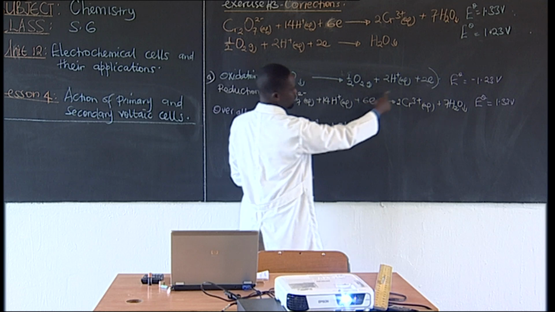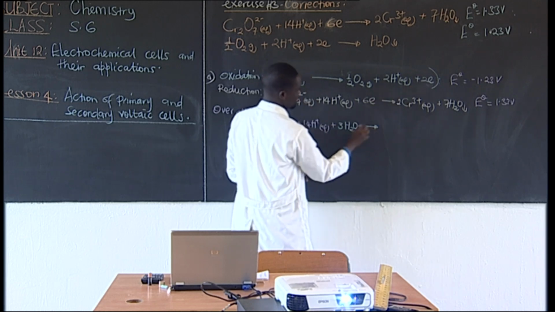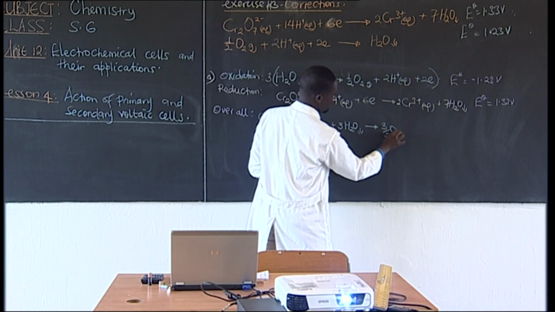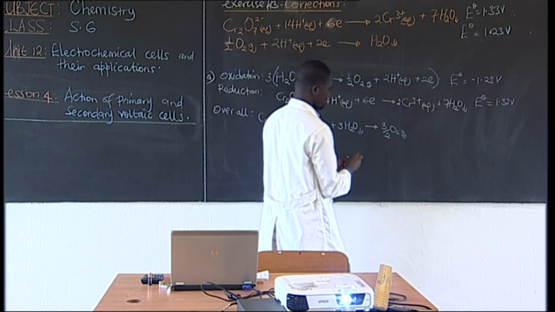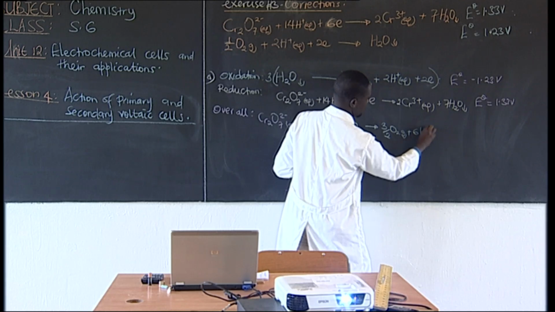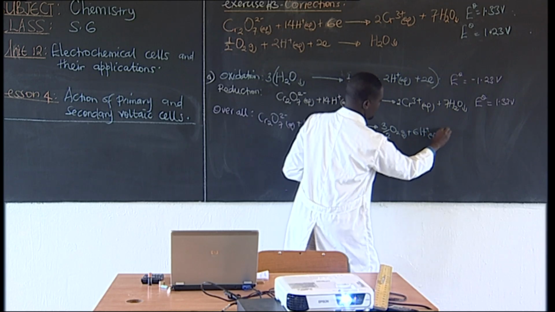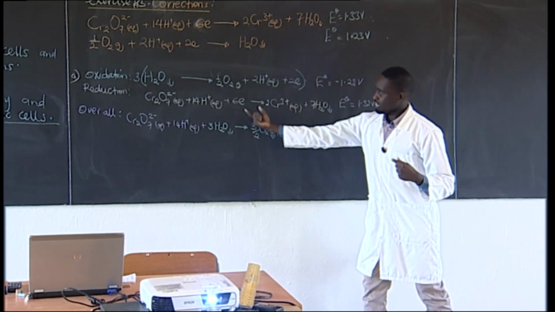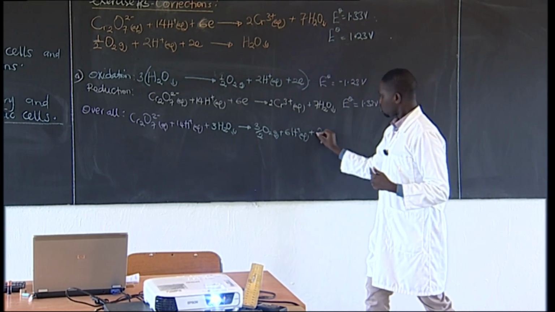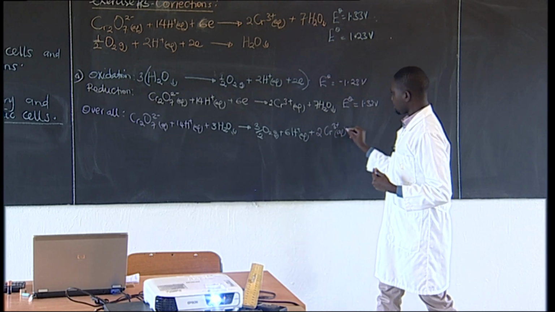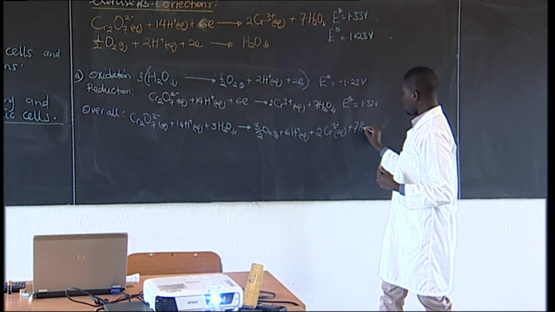The electrons will cancel. This is giving us 3.5 of oxygen plus 6 hydrogen ions. Then we add this part here, 2 of chromium ions, then plus 7 of water.